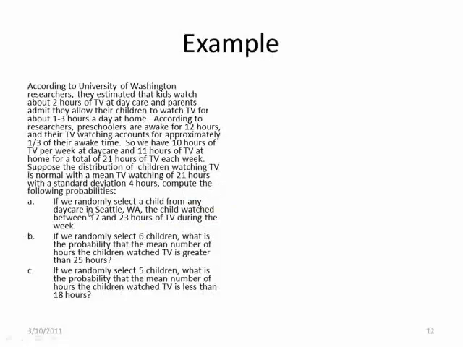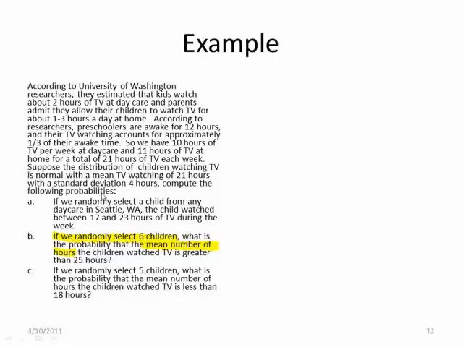So first it says, if we randomly select a child from any daycare in Seattle, Washington, the child watched between 17 and 23 hours of TV during the week. Now keep that one in mind, and let's take a look at B. If we randomly select 6 children, what is the probability that the mean number of hours the children watch TV is greater than 25?